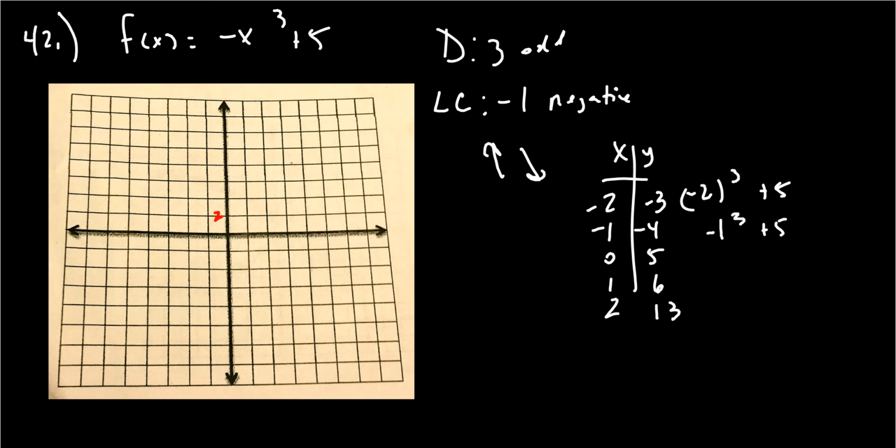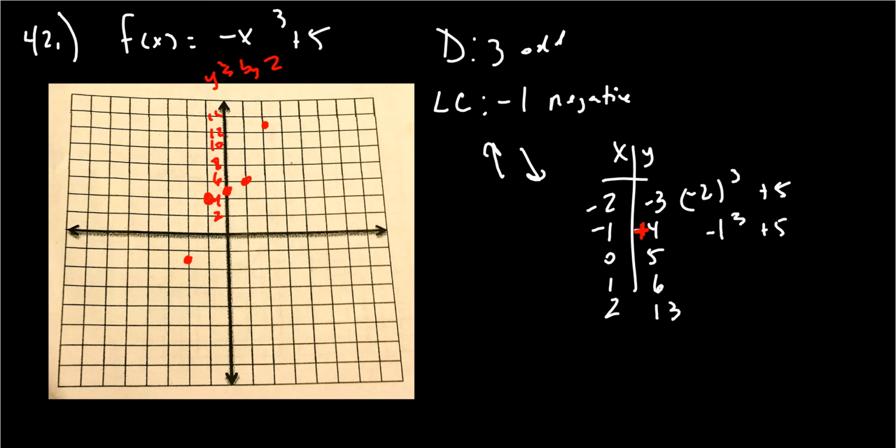So I'm going to make these go by 2's: 2, 4, 6, 8, 10, 12, 14. The y's go by 2. I'm going to go negative 2, negative 3. There's negative 2. There's negative 3. Halfway between negative 2 and negative 4, negative 1. And that should have been negative 1, positive 4. Make sure that's a positive 4. 0, 5. 1 up to 6. 2 up to 13.